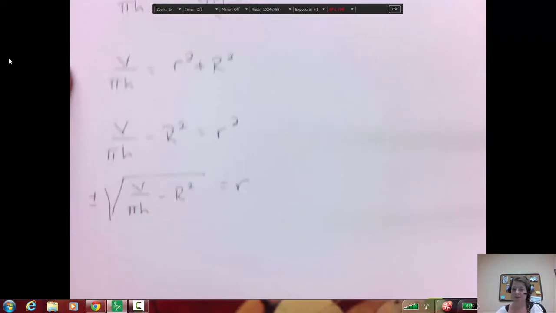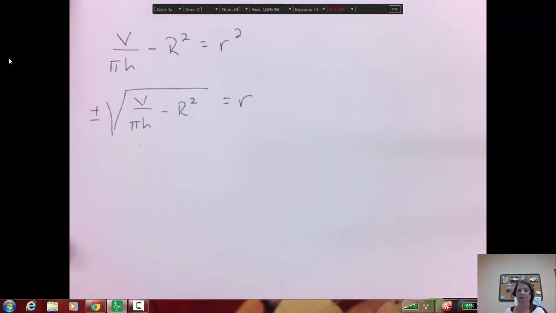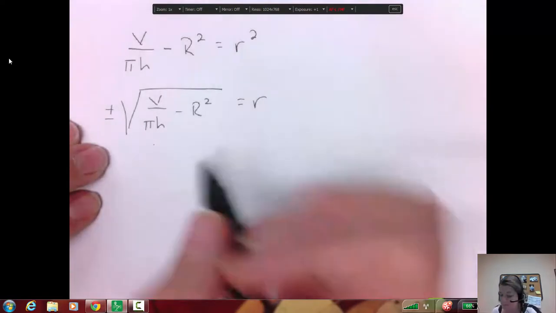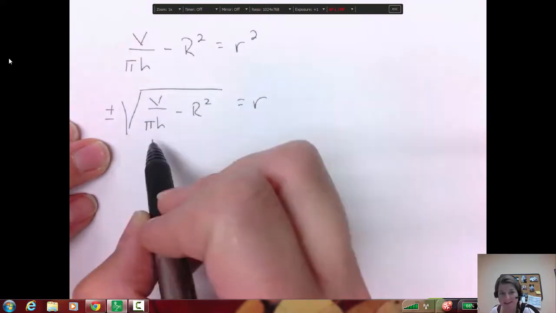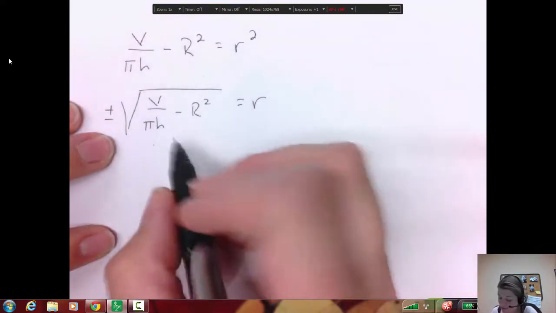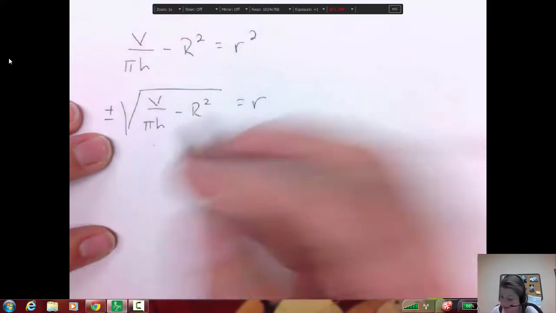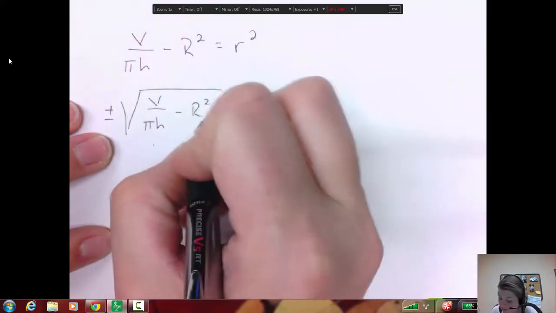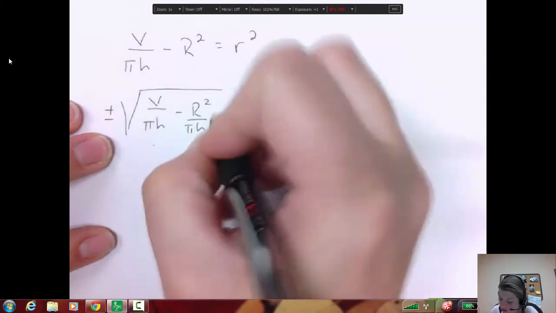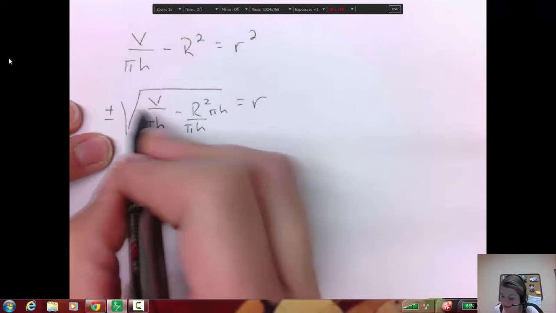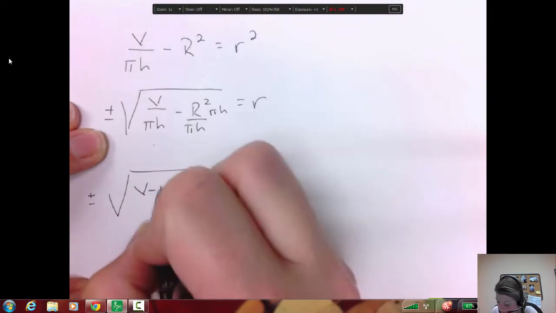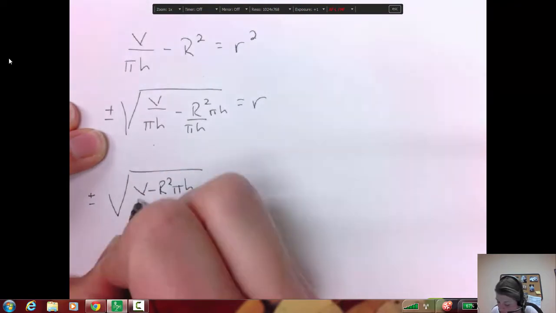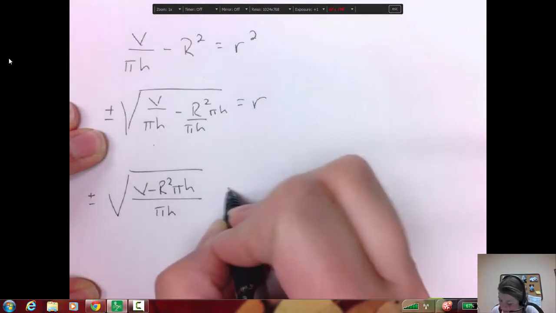And I would love for us to be done at this point, because we solved for r, yay! And if it was a paper exam, I could give you partial credit or most credit and say, yay, you figured out the idea. But they do not let you have pi h in the denominator because it's like having a square root in the denominator. So what I have to do is I have to subtract these two here. So I'm going to get a common denominator by multiplying this one over here by pi h on the top and bottom, so that I can get a common denominator. And so under here we're now going to have v minus R squared pi h over pi h equals r.